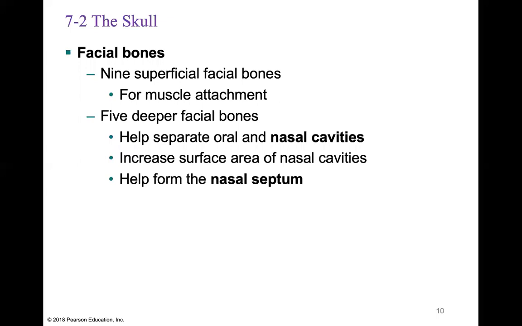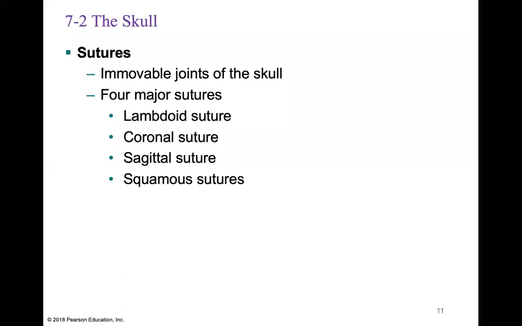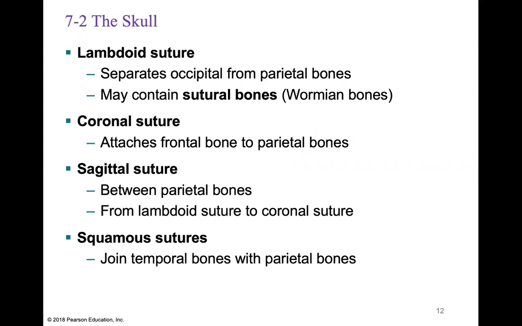The 5 deeper facial bones will also help to form the nasal septum. Within the skull, we do have what are referred to as immovable joints. These are going to be connection points between 2 bones. And there are 4 major sutures. The sutures are the immovable joints: lambdoid, coronal, sagittal, and squamous sutures.